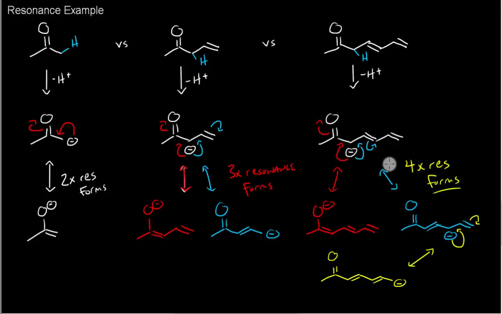Okay? So in that case, this is going to be the most stable conjugate base, which means that this molecule on the top is going to be the most acidic conjugate acid. And then this molecule in the middle is going to be the next most acidic, and this molecule on the very far left is the least acidic. And this molecule on the right is the most acidic.